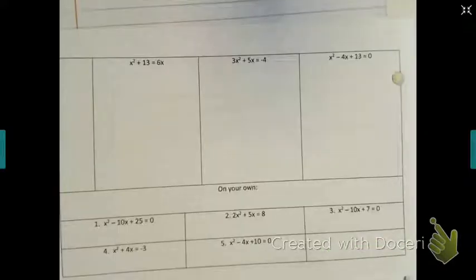Alright, we're going to do the first one here. What do I need to do first on it? Minus the 6x. I need all of that to be on the same side, so x squared. And the 6x always goes in the middle, so I'm going to put it in the middle when I minus it over. And then plus 13. Alright, so I know that A is 1, B is negative 6, and C is 13.